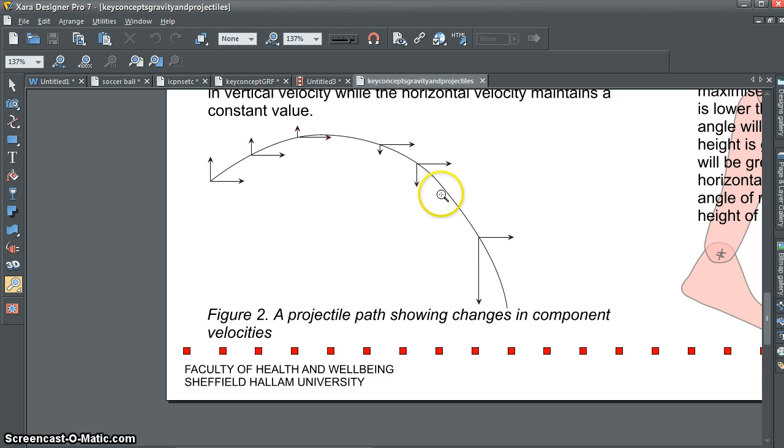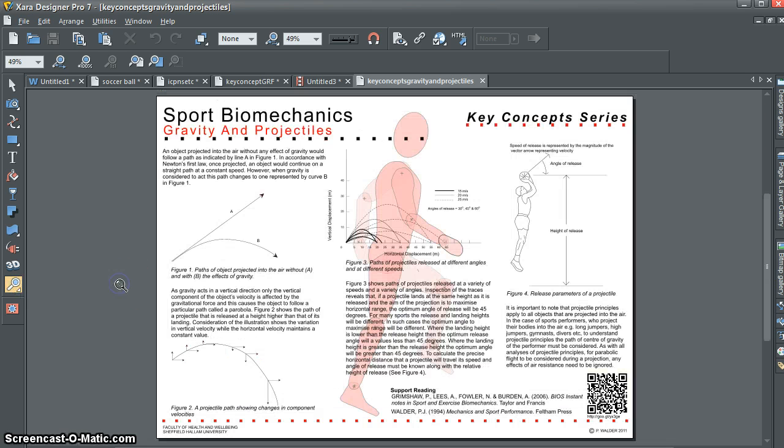If the projectile travels beyond the point at which it was released, or an equivalent height, then the vertical component will continue to increase whilst the horizontal component will remain constant. This will be the case until the projectile hits the ground. So we can see that this changing pattern in horizontal and vertical component velocities describes the parabolic flight paths that we actually observe.